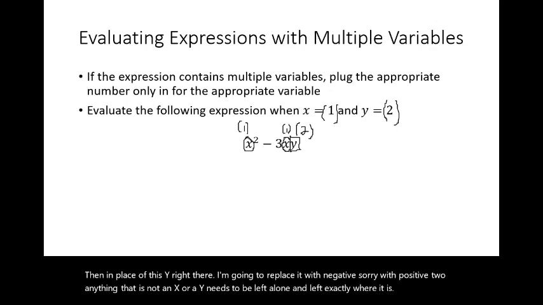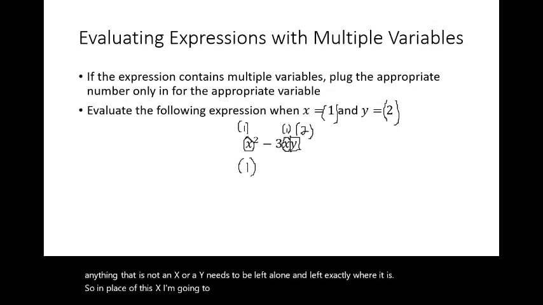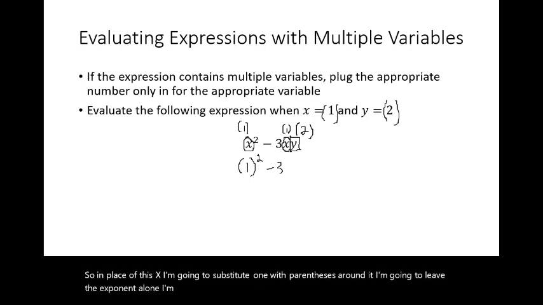So in place of this x, I'm going to substitute 1 with parentheses around it. I'm going to leave the exponent alone. I'm going to leave that minus 3 alone. And then in place of this x, I'm also going to replace it with 1. And then in place of this y, I'm going to substitute 2.